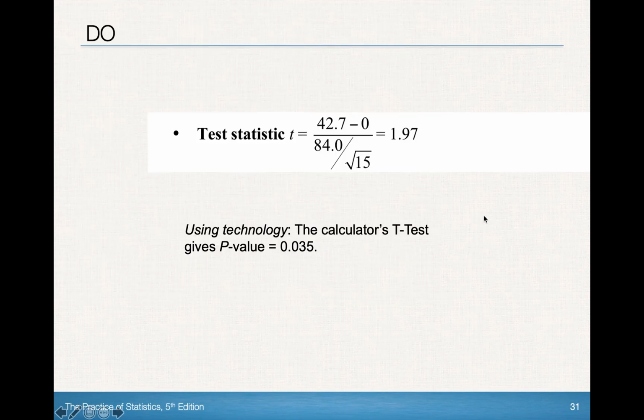In my new section, you need 2 things. You need your test statistic, which is 1.97. You have the p-value, which is 0.035. And you actually need your degrees of freedom, which are missing here. And degrees of freedom are 14, because I have 15 paired samples. So degrees of freedom are 14. Don't forget the degrees of freedom.